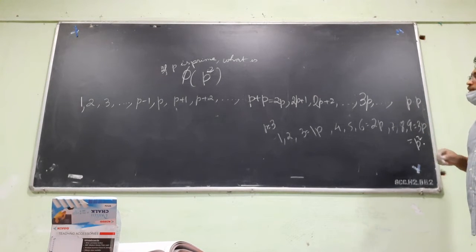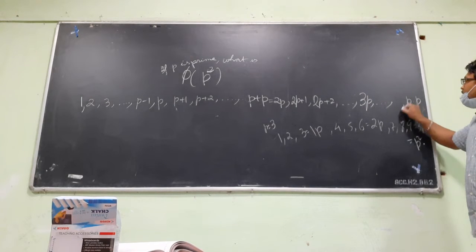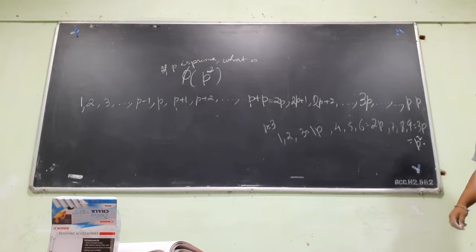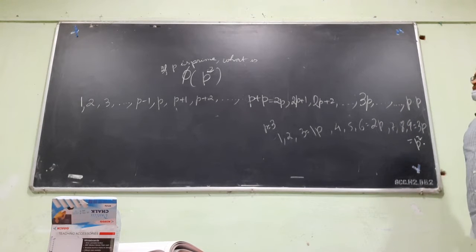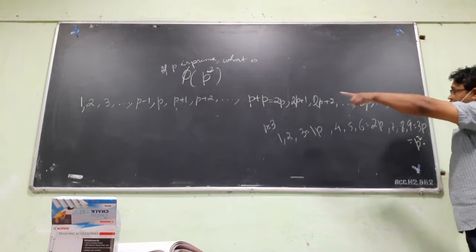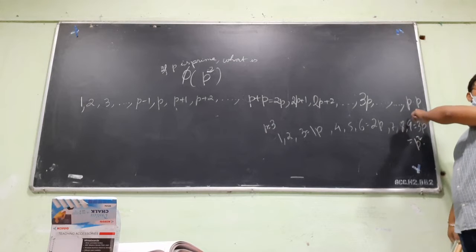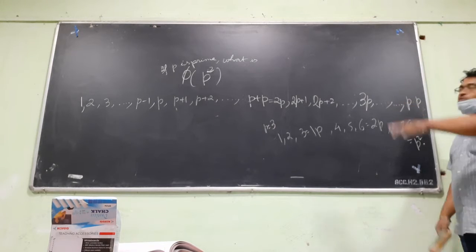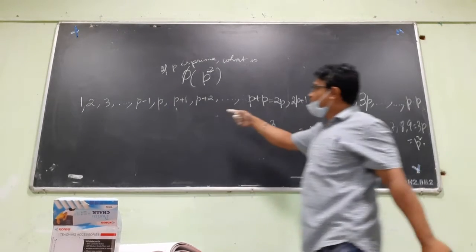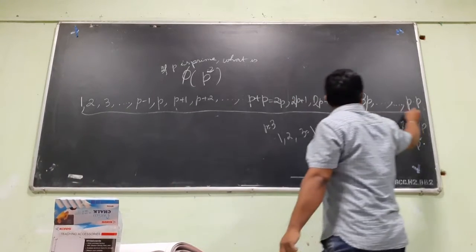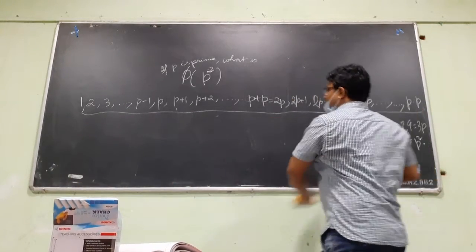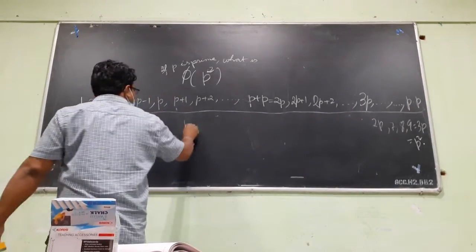Now tell me how many numbers there are from that to this. After some stage you are getting something like pp. All these numbers are less than or equal to p square, and there is no other number. So how many numbers are there from 1 to p square? P square numbers are there. The total number of numbers here is p square.